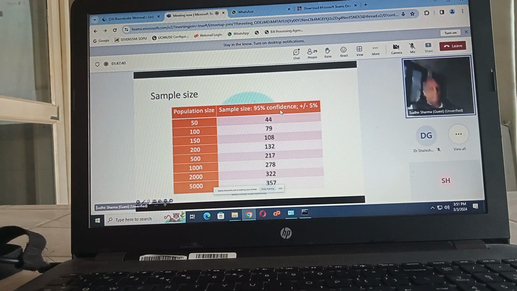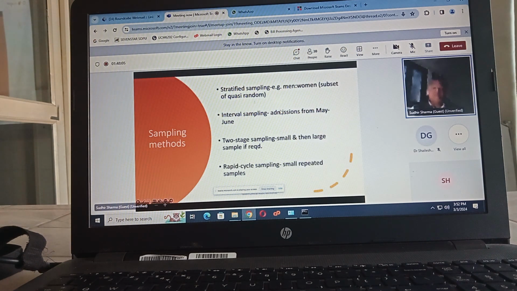If in your population of 1,000, the men to women ratio is 1:1, then in your sample also the men to women ratio should be 1:1. If you take alternate male, female. If it is 1:4 in the male population, then in your sample also the sex distribution should be 1:4. This is the best method of sampling, and that is known as stratified sampling.